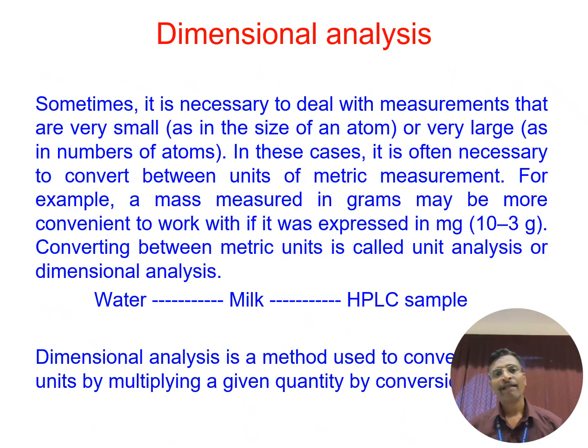And one more thing, dimensional analysis. Sometimes it is necessary to deal with measurements that are very small, that is in the size of the atom, or a very large number of atoms. So in these cases, it is often necessary to convert between units of metric measurement. Okay, for example, a mass measured in gram may be more convenient to work with if it was expressed in terms of milligram. So it depends upon the area or the required place.